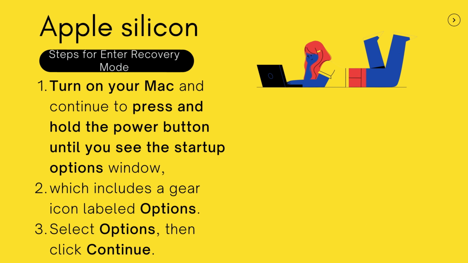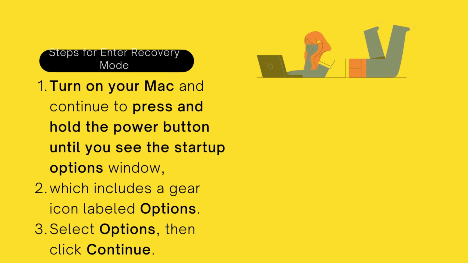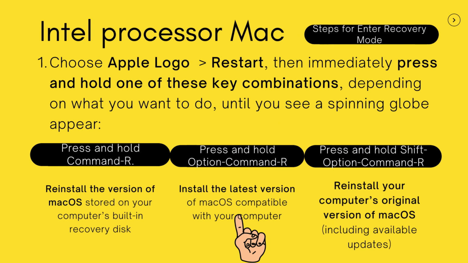For Apple Silicon Mac, turn on your Mac and continue to press and hold the power button until you see the Startup Options window, which includes a gear icon labeled Options. Select Options, then click Continue. And for Intel processor Mac, choose Apple Menu, Restart, then immediately press and hold one of these key combinations.